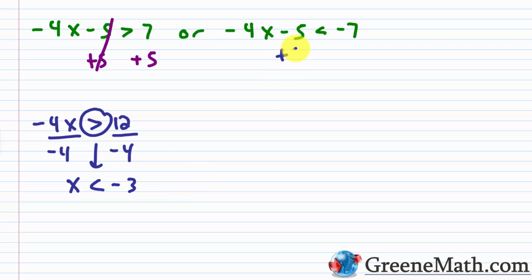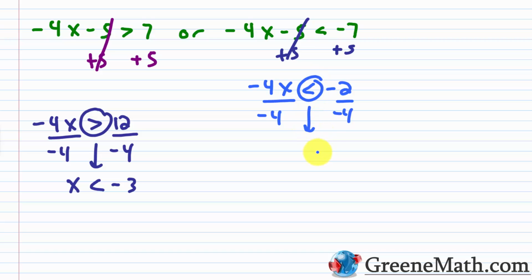Over here, if I add 5 to each side of the inequality, that cancels. You're going to get negative 4x is less than negative 7 plus 5, which is going to be negative 2. We divide both sides by negative 4. Again, if I divide by a negative, I've got to flip that. So this becomes a greater than. So we have x is greater than negative 2 over negative 4, which is positive 1/2.